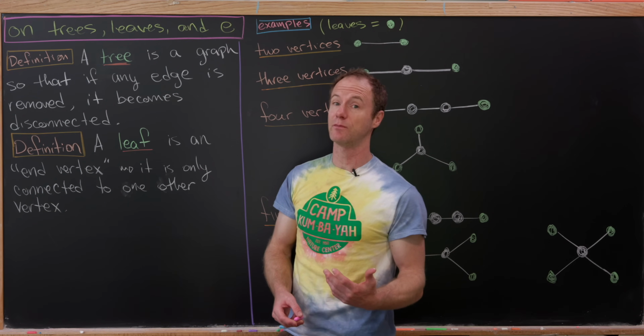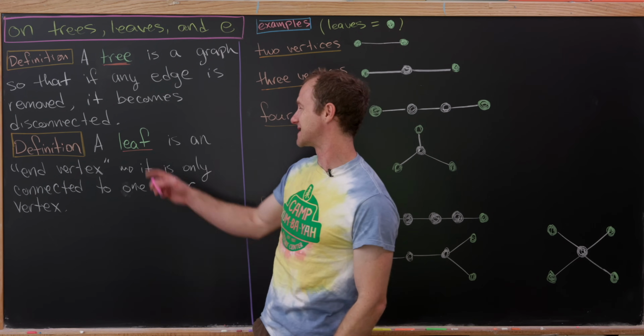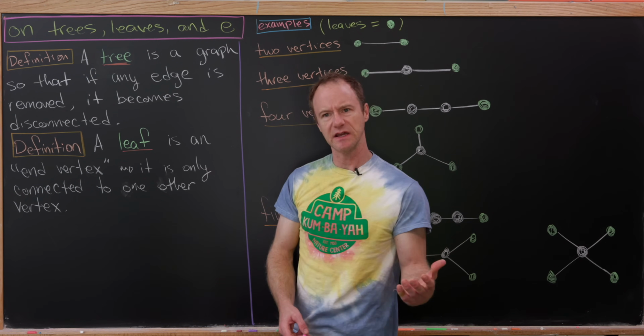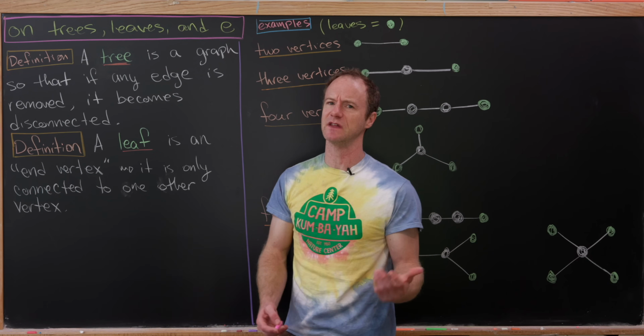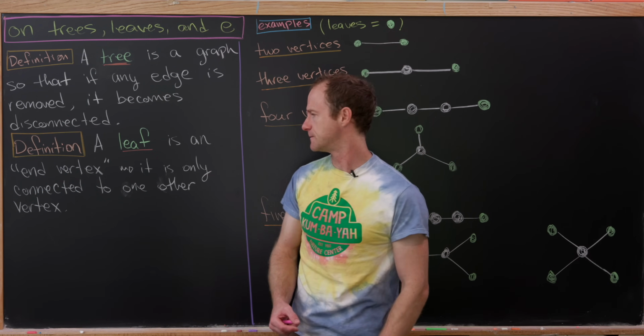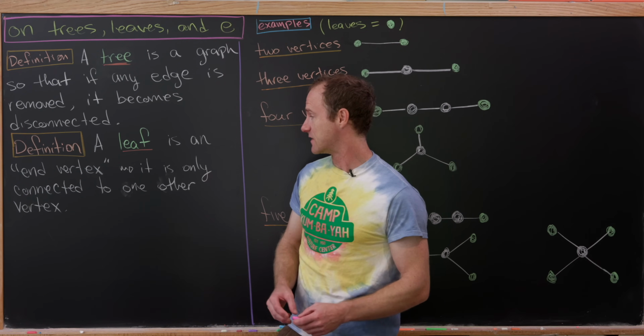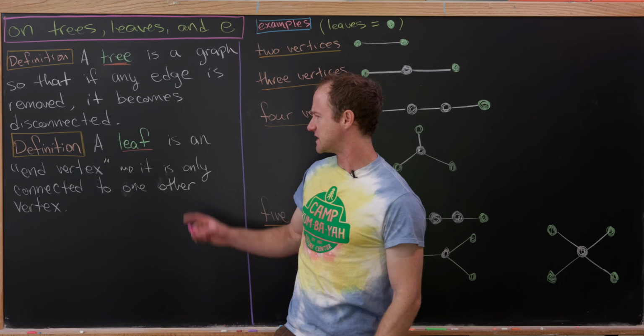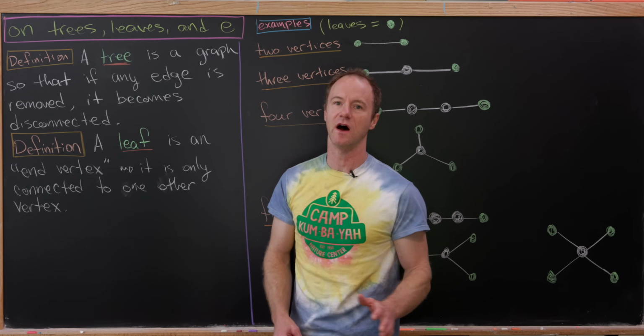And then there's a certain part of a tree which will be important, and that's a leaf. A leaf is a part of a graph, but it's also something that generally grows on plants. So a leaf is an end vertex. In other words, it is only connected to one other vertex.